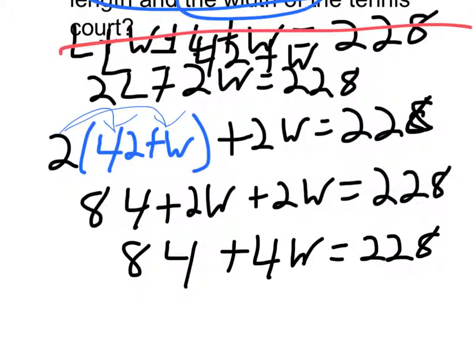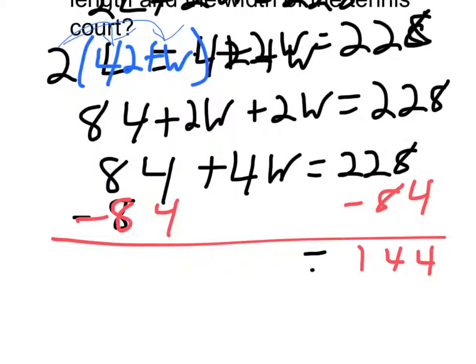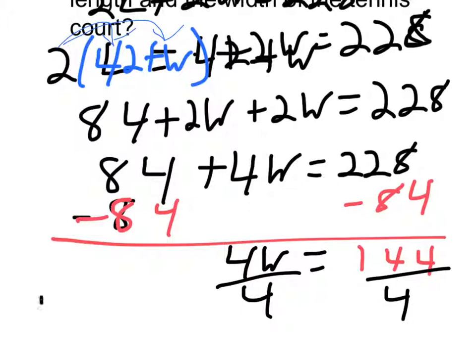Trying to get W by itself, I want to get rid of that 84. We subtract 84 from both sides to get W by itself. We get this, and the last step is you have to divide both sides by 4. So the assumption is if you're doing systems of equations, this isn't too bad. That's why I'm kind of blowing through this. But if you need help solving linear equations, we have those resources abound. 144 divided by 4, I'm pretty sure that's 36.